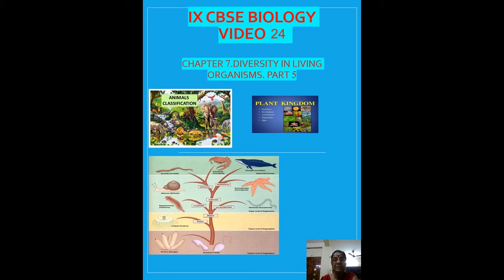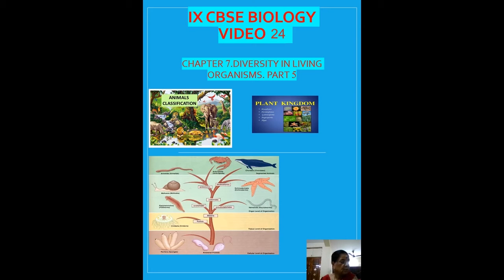Phylum Porifera, example sponges. Phylum Coelenterata, example Hydra, sea anemone, jellyfish. Phylum Platyhelminthes, example tapeworm. Phylum Aschelminthes, example roundworm. Phylum Annelida, example earthworm. Phylum Arthropoda, example cockroach, all the insects. Phylum Mollusca, example apple snail, and phylum Echinodermata, example starfish. All these phyla are included under group Invertebrata. Then animals with a backbone, right?